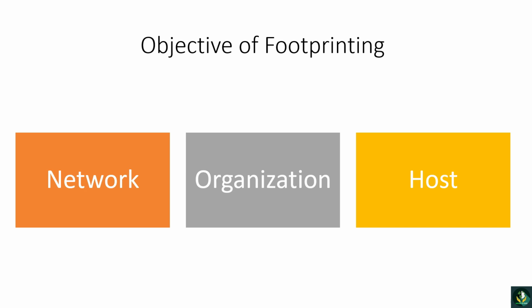The second one is the organization, which covers the detailed structure of the organization, the number of employees working in it, the phone number of the organization, the location of organization branches, the complete history of the organization, and the business of the organization. And the last one is the host, where you take detailed information about the system such as MAC, IP, OS version, and many more.